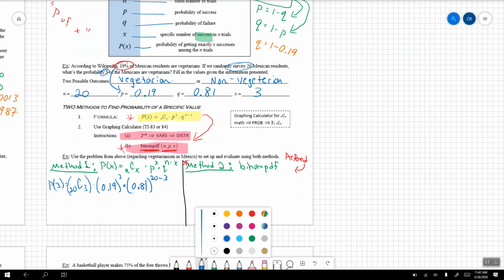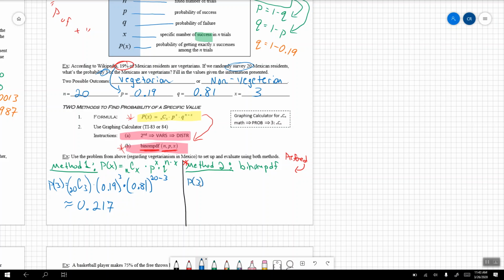All right, so here I'm going to write that probability. This one was approximately 0.217. Now for method 2, we're going to do the exact same process, but now we're going to use the embedded feature. The embedded feature is going to say, again, all we need to know is what is n, what is p, and what is x. So n, according to our work, was 20, p, probability of success, 0.19, and then x was 3 trials. This is all that we need.